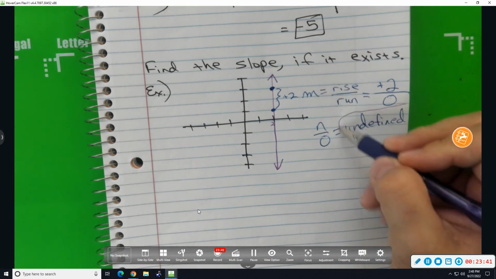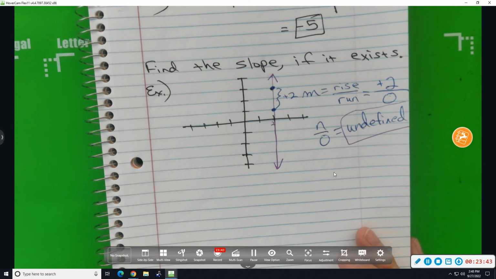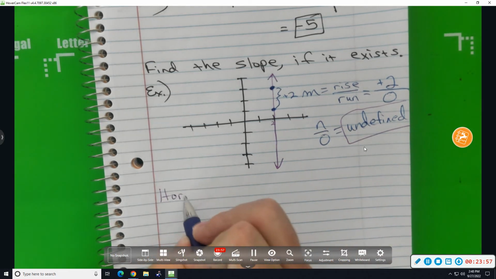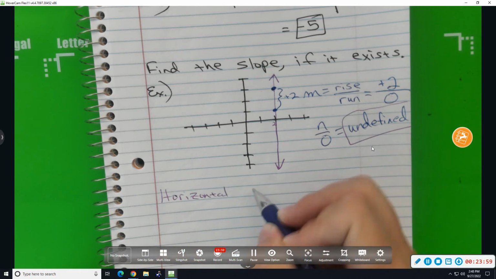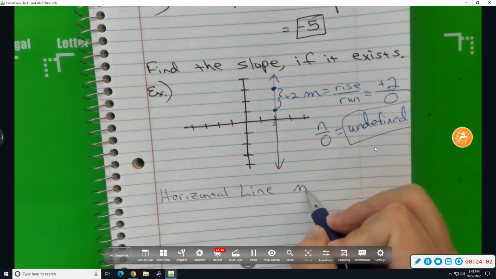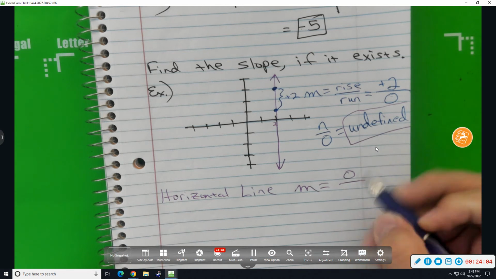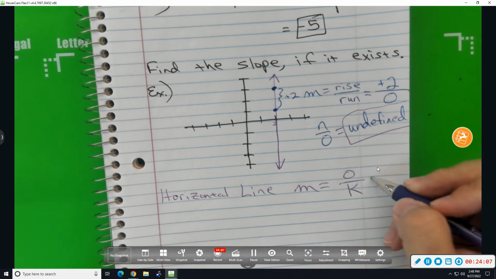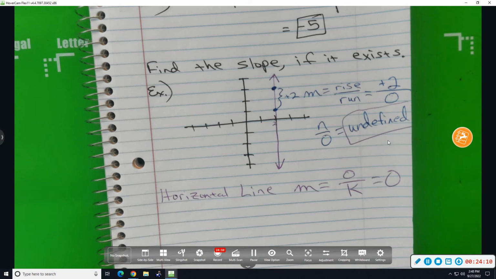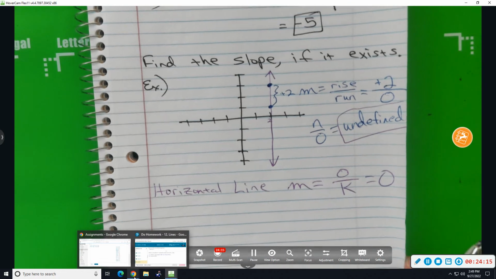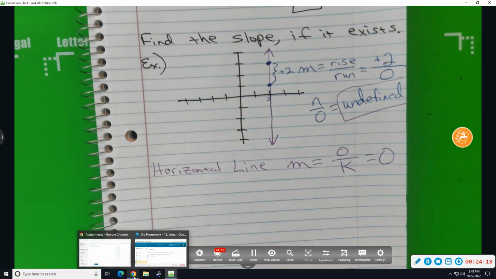It would be undefined. If this had been a horizontal line, it would have been the other way around, with the 0 on top and a number on the bottom. 0 divided by k, that's okay. So for a horizontal line, using rise over run, the slope would be 0 divided by a non-zero constant k, which is 0. Now, we need something other than just rise over run.